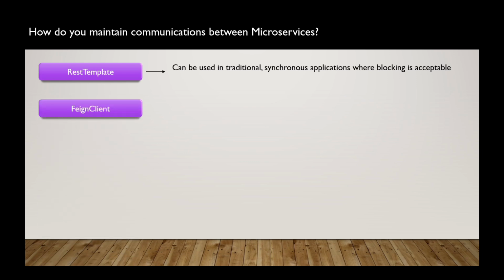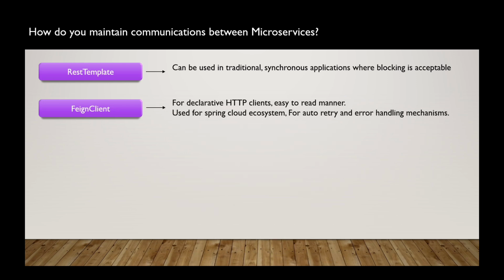Another type of communication is using Feign client, where if you are using a Spring Cloud environment, you can go with Feign client. Feign client basically creates an interface, and whatever methods are required from the other service, we can define those methods and their return types in the Feign client. By using those, you can directly get data from the other service in a declarative manner.